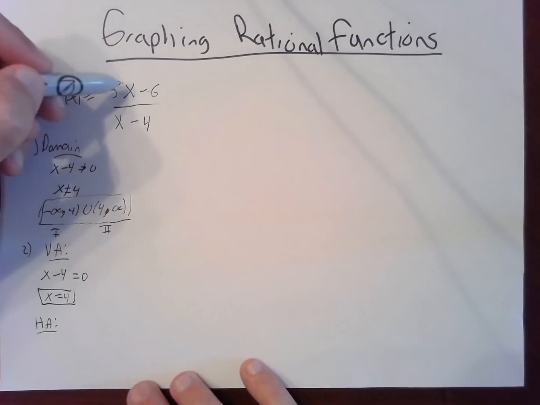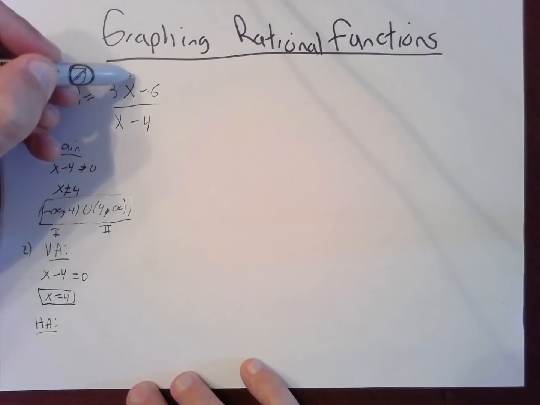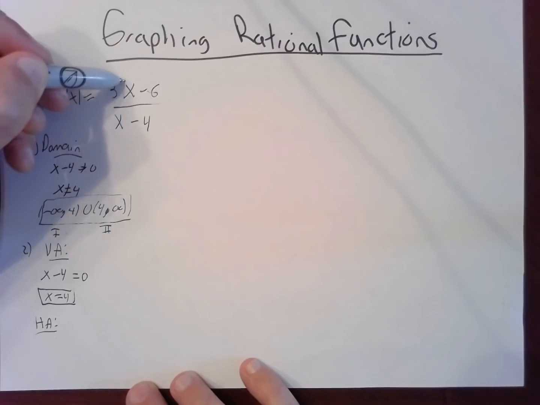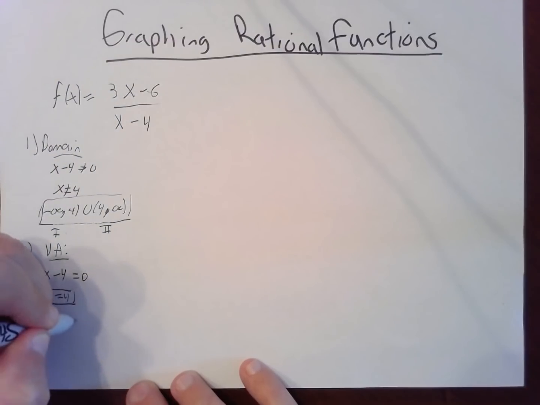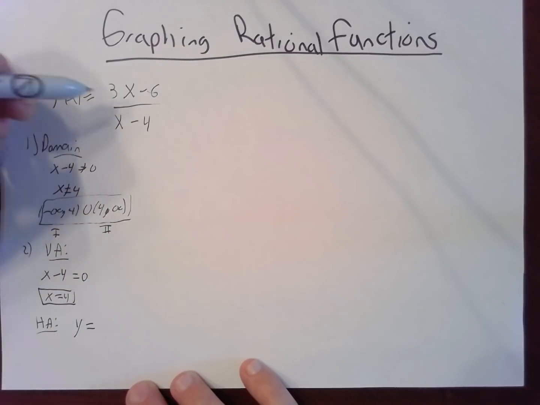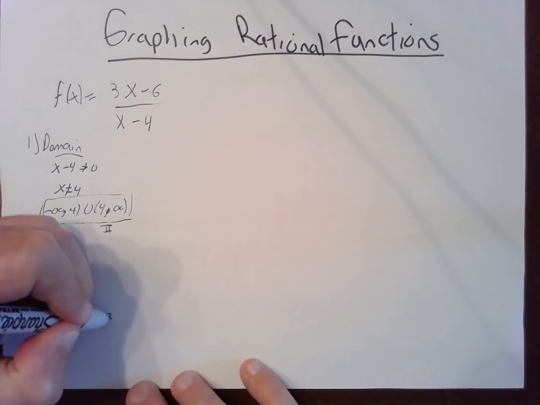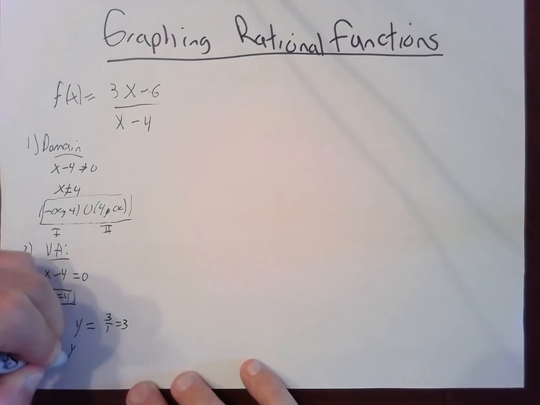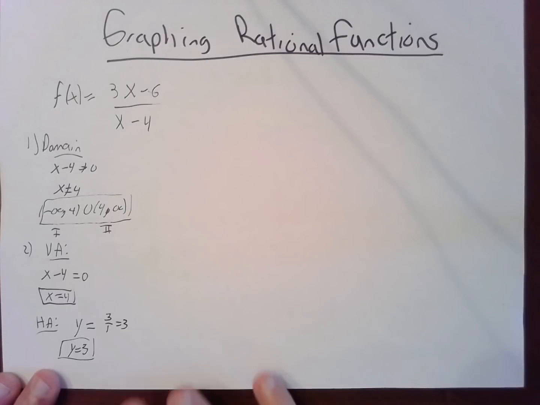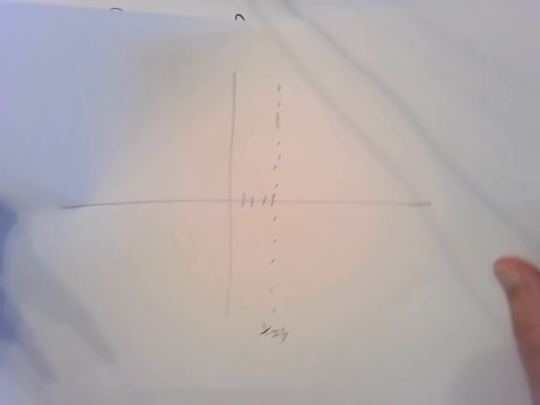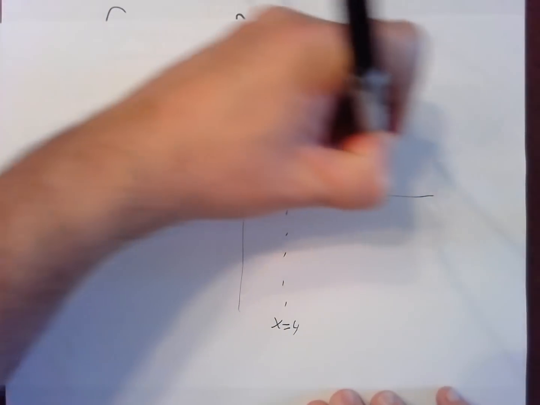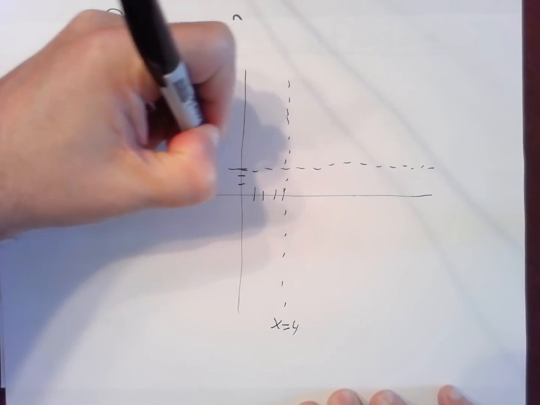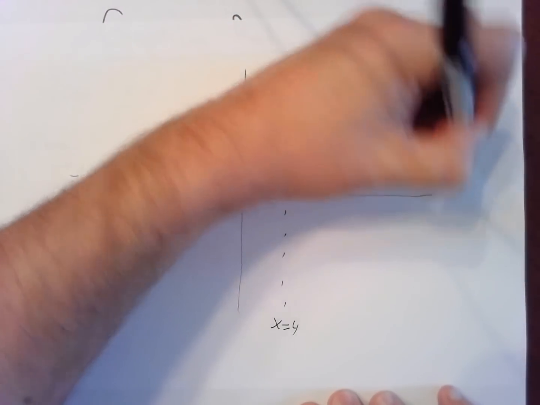For horizontal asymptotes, I look at the degrees. The degree of the top is 1. Degree of the bottom is 1. It's the same degree. So the horizontal asymptote is y equals the ratio of leading coefficients. I take my coefficients here, 3 and 1, and make a fraction out of them. 3 over 1, which of course is just 3. So my horizontal asymptote is the horizontal line y equals 3. As soon as I find something, I put it on my graph. So here, y equals 3. Horizontal asymptotes are horizontal lines. Y equals 3.